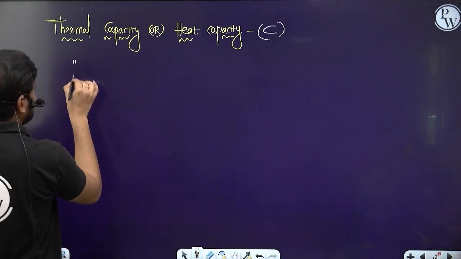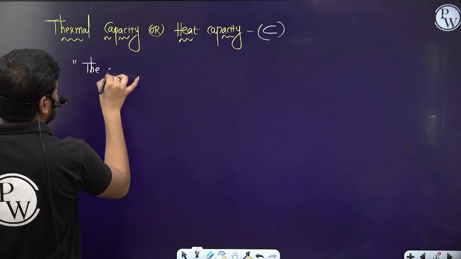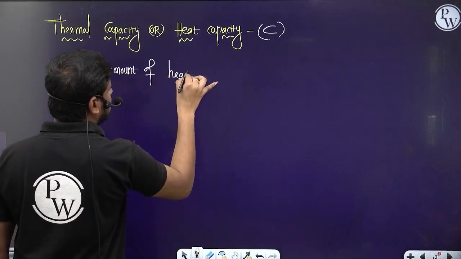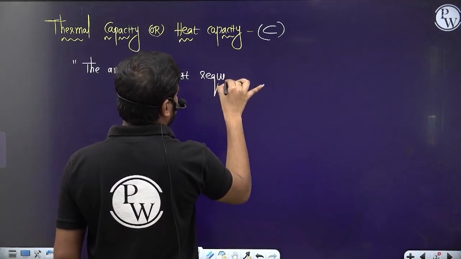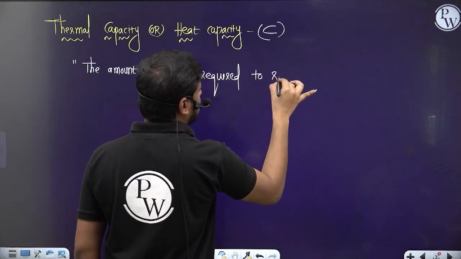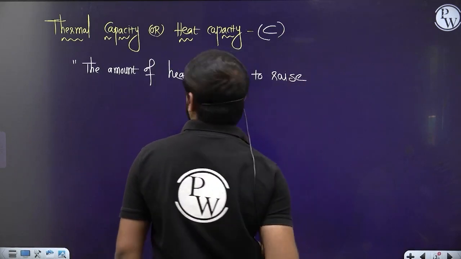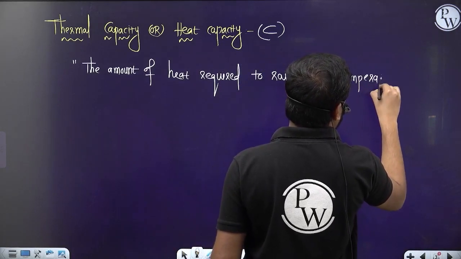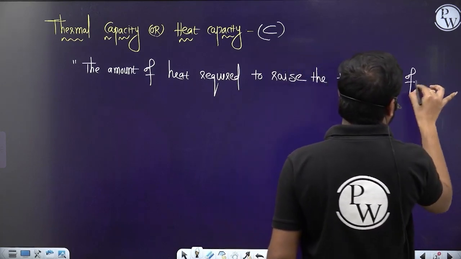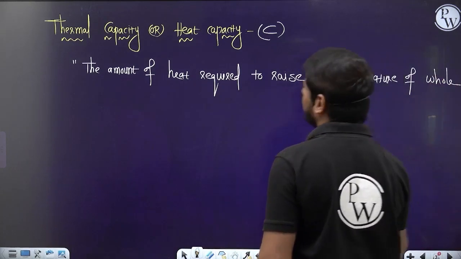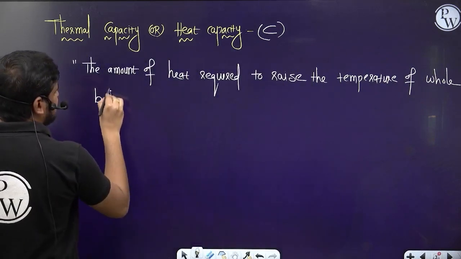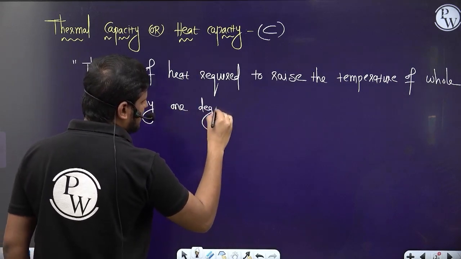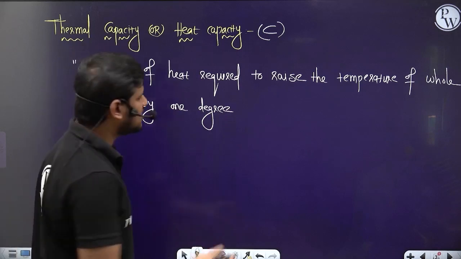It is defined as the amount of heat required to raise the temperature of the whole body by 1 degree centigrade. That is called the heat capacity or the thermal capacity.